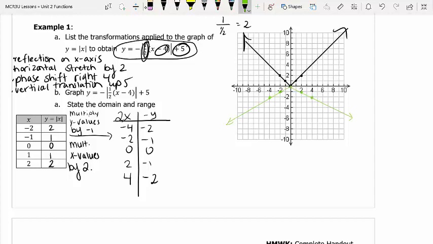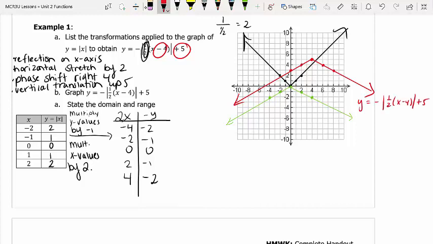And finally, we need to move this green graph to the right 4 and up 5 to apply our phase shift and vertical translation. Okay, so that red graph is our final transformed graph.